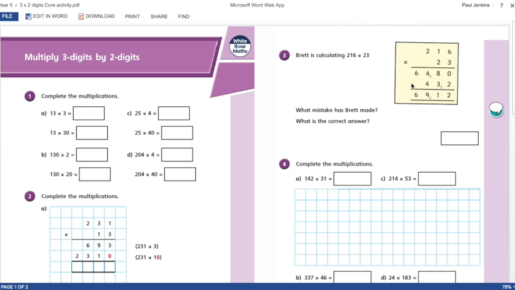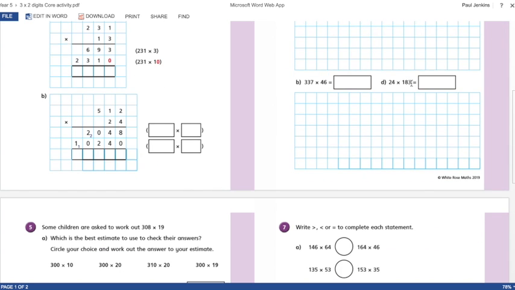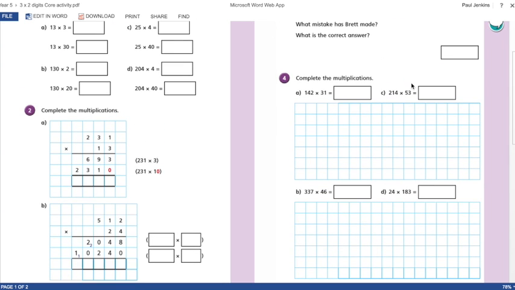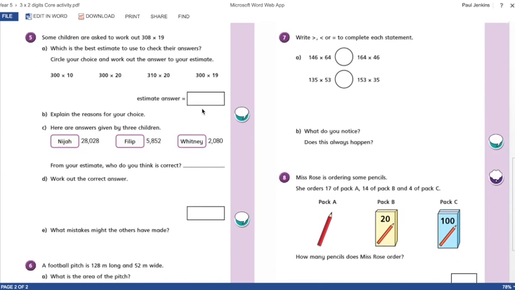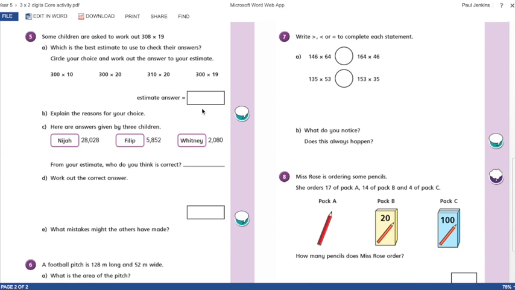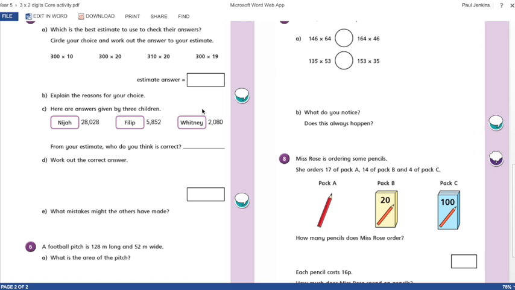Question 3 is to find the mistake. And then question 4 is to use your understanding of the formal method without any support. Questions 5 and beyond are more worded problems for you to have a go at. And they do get progressively harder as you go through the worksheet.